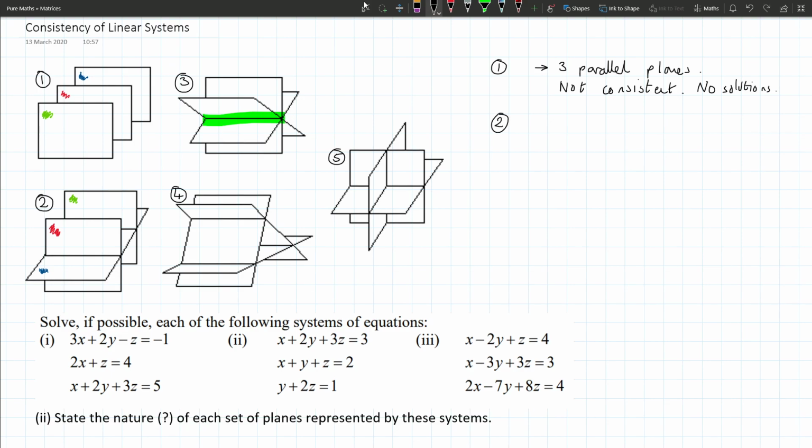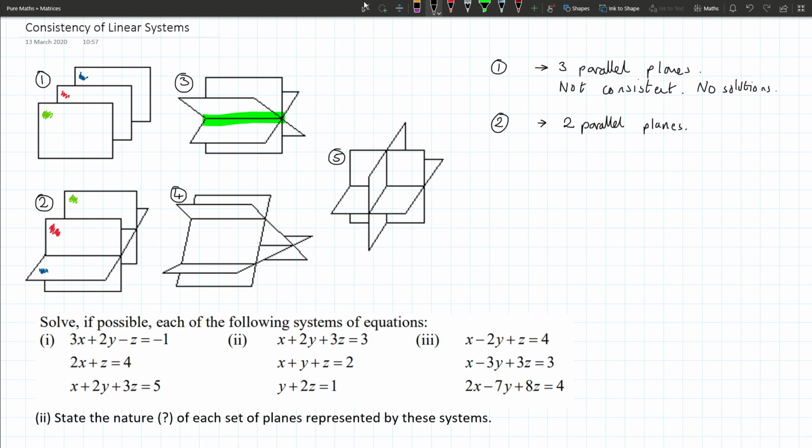We actually have a similar scenario going on here, although you might not find this quite so obvious to think about. In this case, number 2, there are 2 parallel planes. The red and green planes are parallel to each other, and the blue one intersects both of them. So that might lead you to think that these 2 lines could be considered a set of solutions, because that's where they intersect.